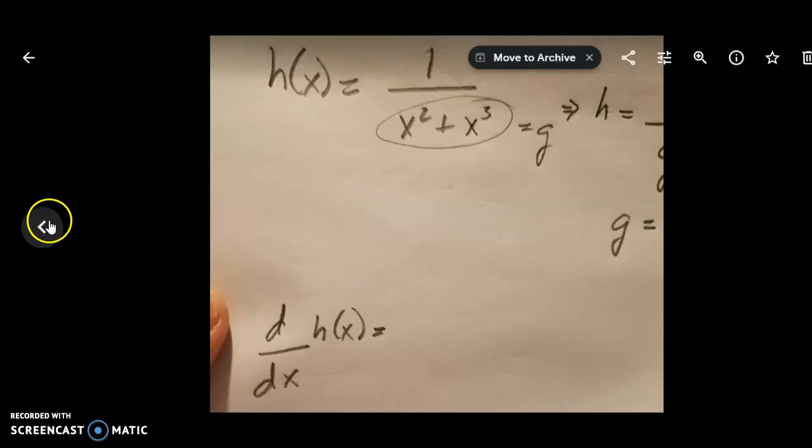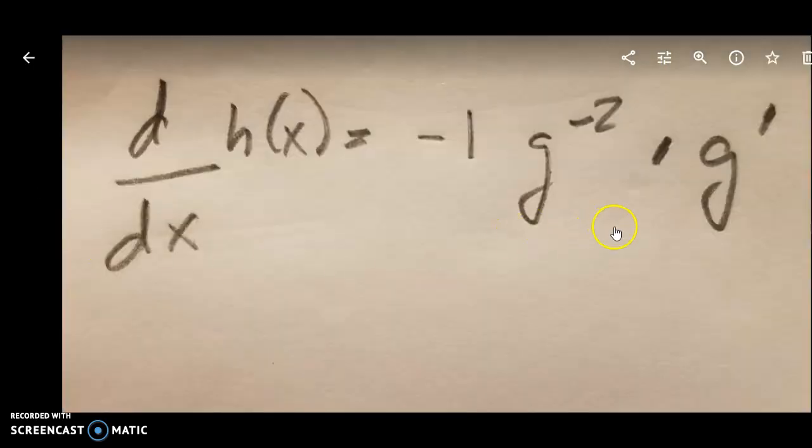So when I want to take its derivative, I actually wrote it down in a different way. That should be a g right there, I'm sorry. Negative 1 g to the negative 2, but I knew g was a function, so it needs to be multiplied by the prime, by the derivative of the function.